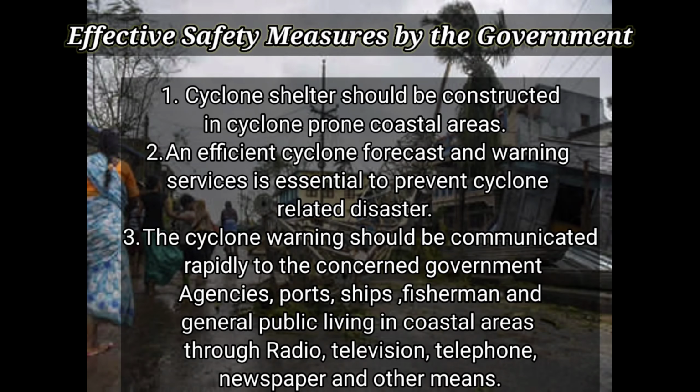An efficient cyclone forecast and warning service is very essential. The cyclone warning should be communicated rapidly to the concerned government agencies, ports, ships, fishermen, and the general public by television, radio, newspaper, or any such means. And government vehicles should be kept ready to evacuate people likely to be affected by the cyclone.